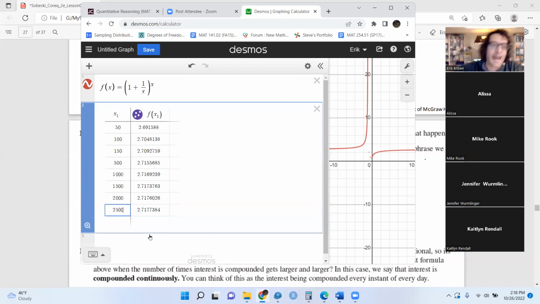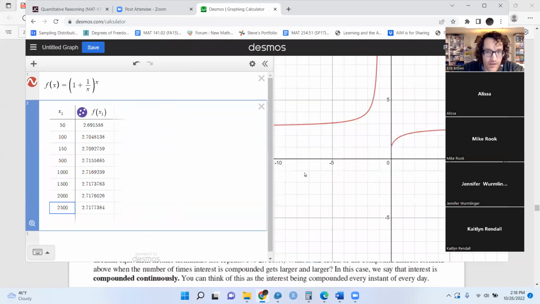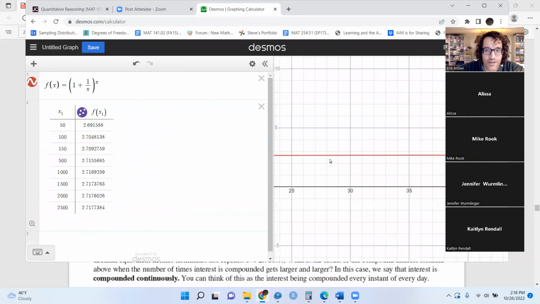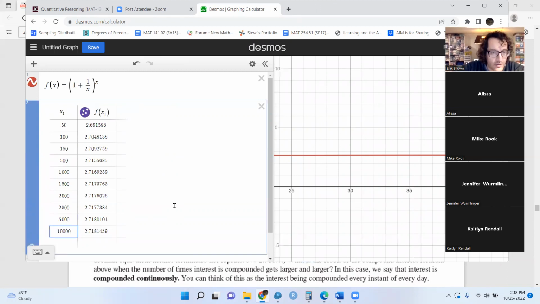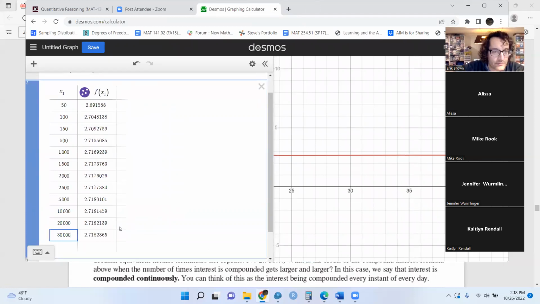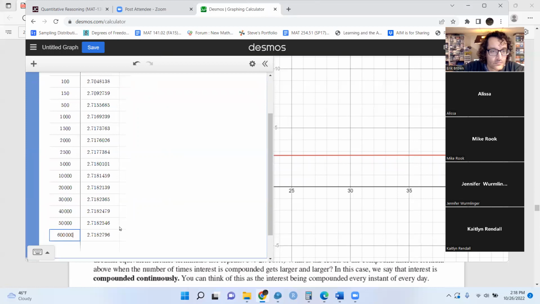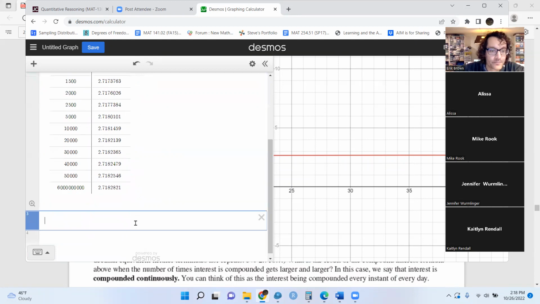So you're supposed to notice what's happening to this. Look at these numbers. They seem to be approaching a particular number. In fact, if we were to look at the graph, you could see that there is a number this is approaching. So if I kept putting numbers in here, 5,000, 10,000, 20,000, you see that the number becomes the same thing. And what is that number? It's E.